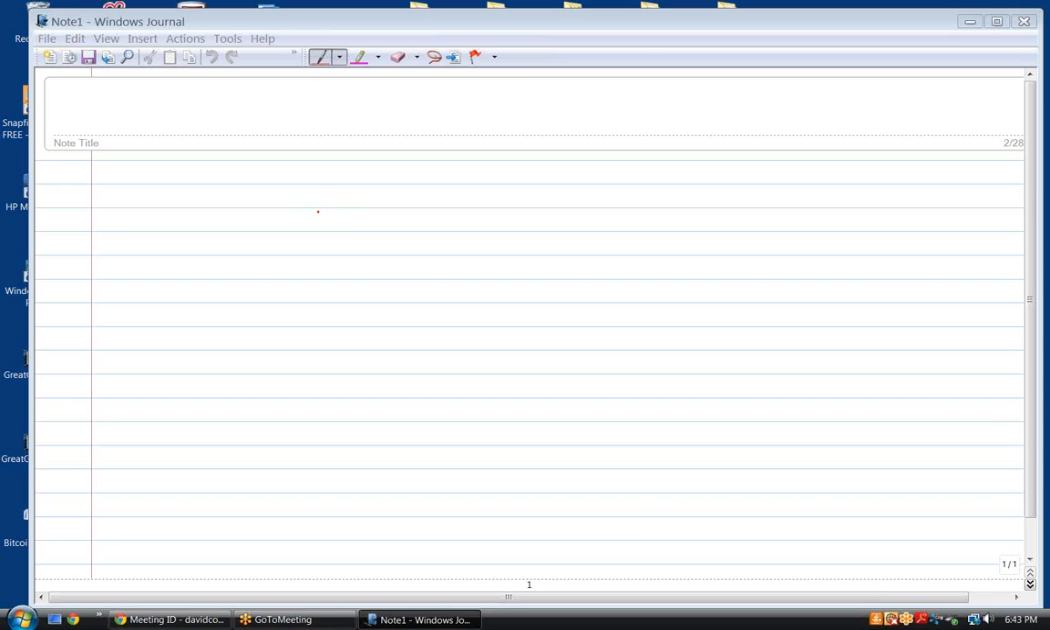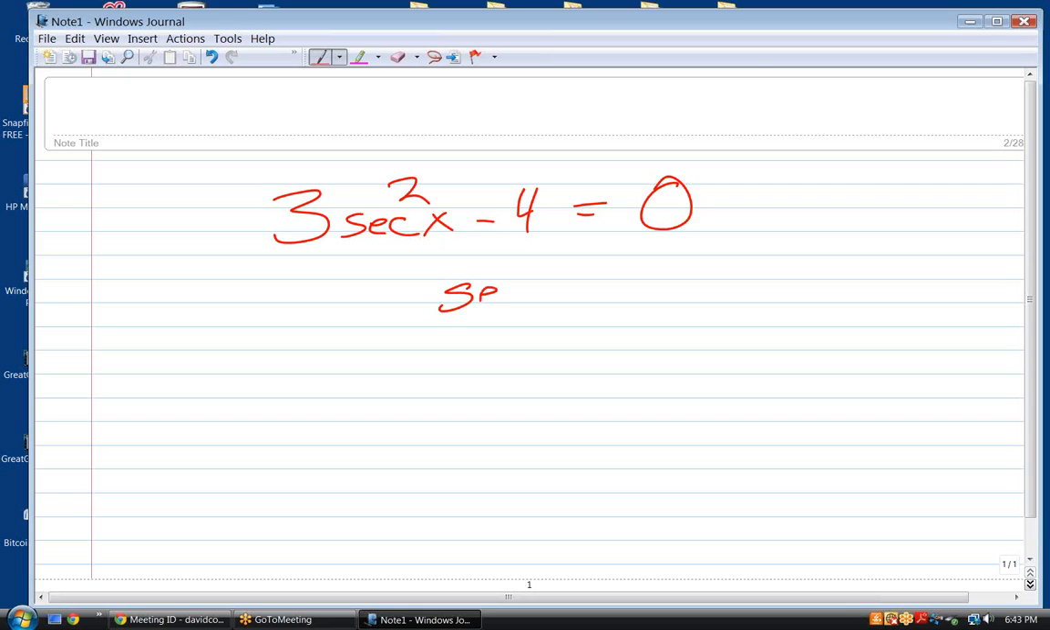Okay, one I had trouble with was 3 secant squared of x minus 4 equals 0. Okay. Solve these just like you would an algebra problem. What's the first thing you're going to do? Move 4 to the other side. And the second thing? Divide by 3. And the third thing? Square root it.